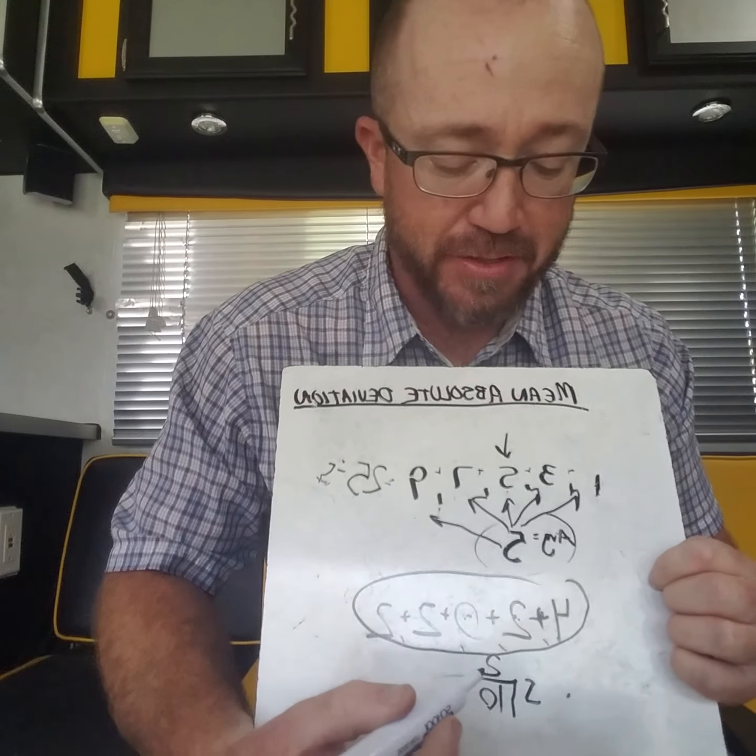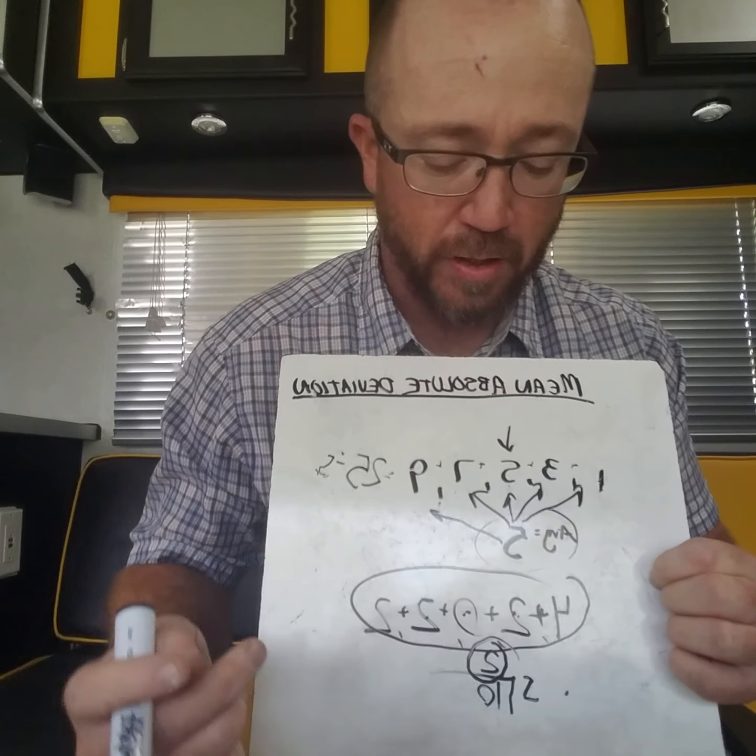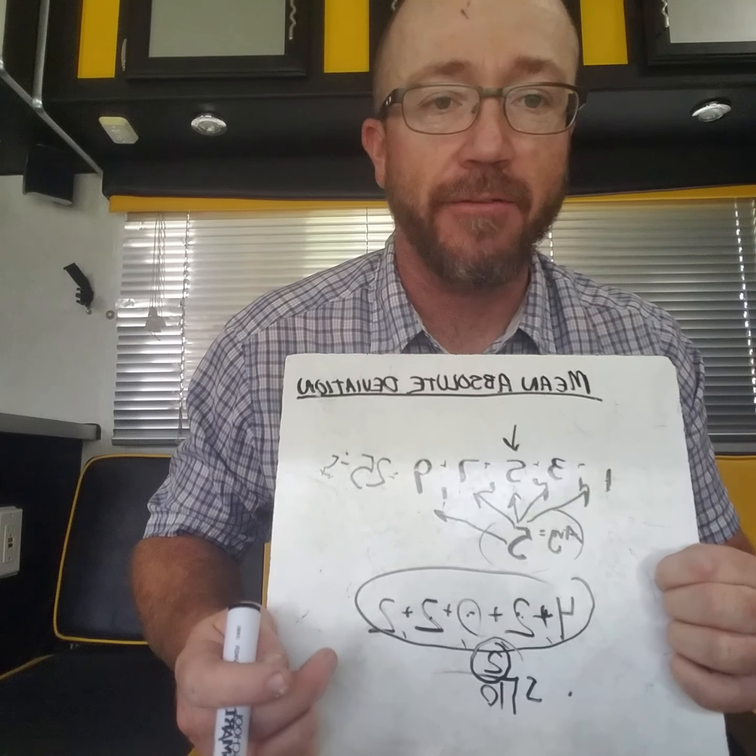So the mean absolute deviation is 2. It's like the average of the average.